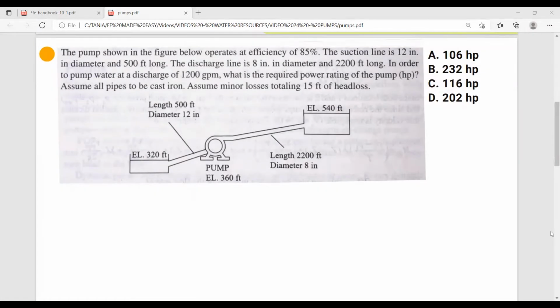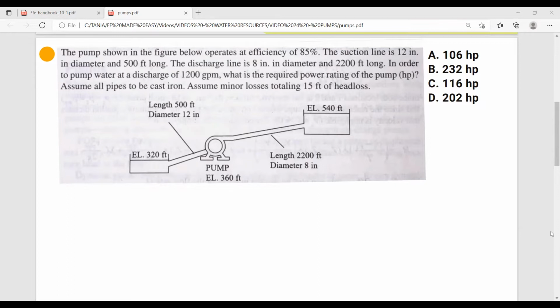Now let's move on with our example about pumps. The pump shown in the figure below operates at an efficiency of 85%. The suction line is 12 inches in diameter and 500 feet long. The discharge line is 8 inches in diameter and 2,200 feet long. In order to pump water at a discharge of 1,200 gallons per minute, what is the required power rating of the pump in horsepower? Assume all pipes to be cast iron. Assume minor losses totaling 15 feet of head loss.